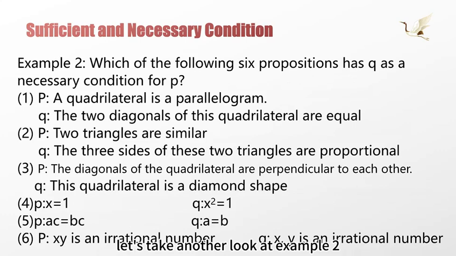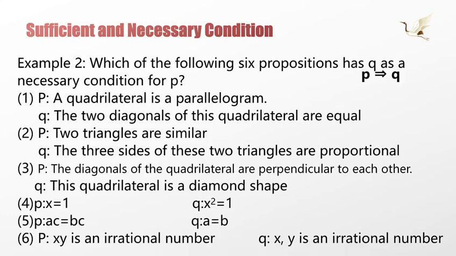Let's take another look at example 2. Which of the following 6 propositions is such that Q is a necessary condition for P? Please think carefully again. Now we need to ask for whom Q is a necessary condition, and who derives whom. According to the definition, P still derives Q, so we only need to analyze one by one whether P can deduce Q.